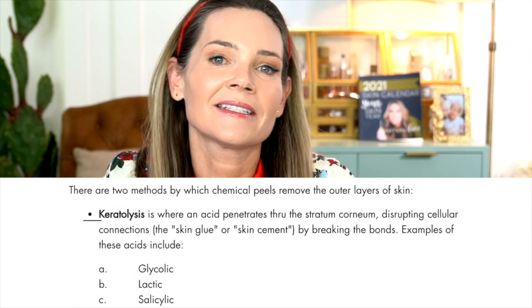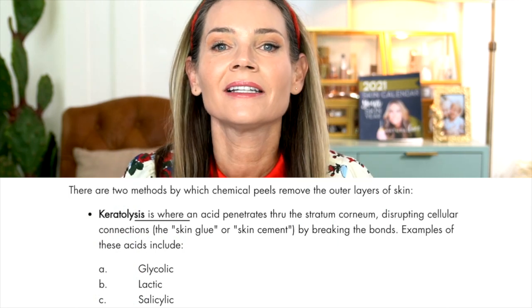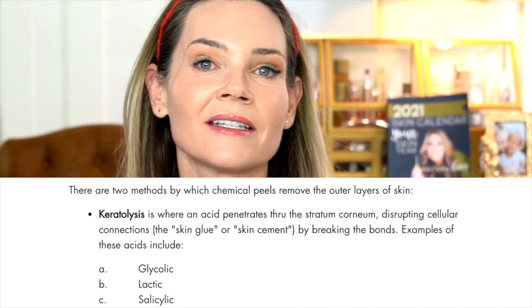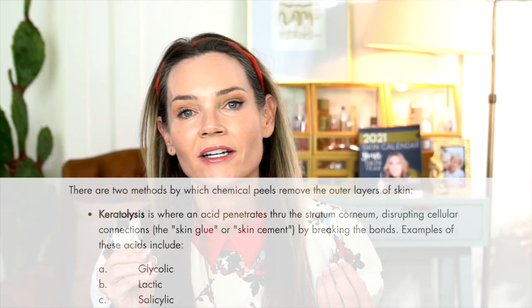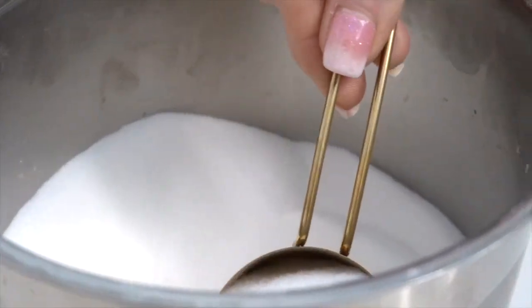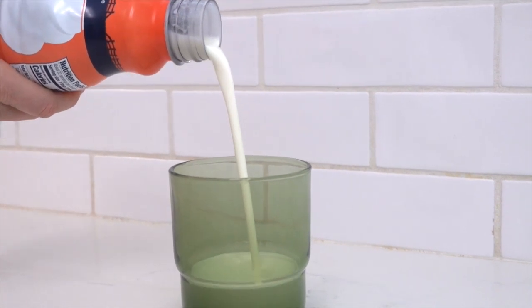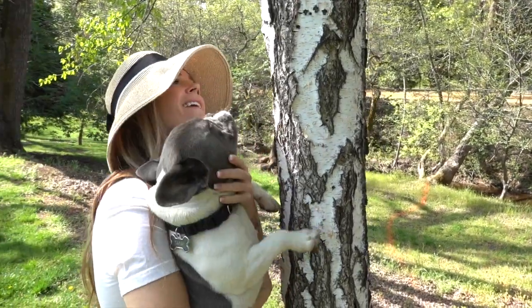The first process is keratolysis, and basically glycolic, lactic, and salicylic acids use this process. Glycolic and lactic are alpha hydroxy acids, and salicylic is a beta hydroxy acid. Glycolic acid is made from sugarcane, lactic acid comes from milk products, and salicylic acid, which is a BHA, a beta hydroxy, comes from willow bark.